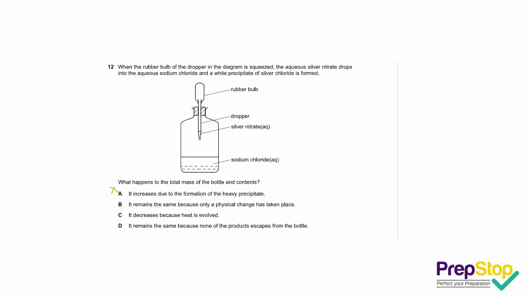Option B states it remains the same because only a physical change has taken place. Now, since there is a white precipitate formed, a chemical reaction has taken place in which silver chloride is formed. Hence, it is not a physical change. So option B is incorrect as well.